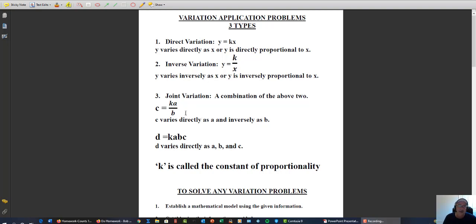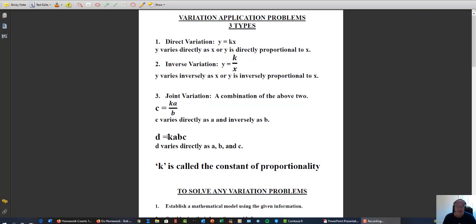The third type of variation is called joint variation. Now that could be a combination of the above two. So for example, C varies directly as A and inversely as B. Well, notice I've got the model here to give you some different looks, because getting that model is going to be huge. All right, so it says C equals K times A divided by B. So again, direct means multiply, and inverse, divide.